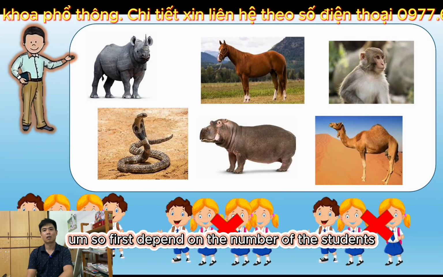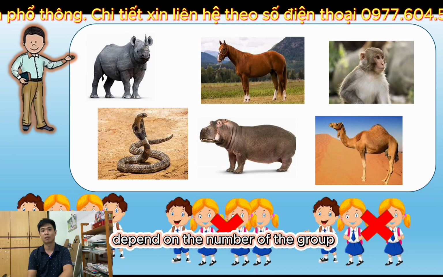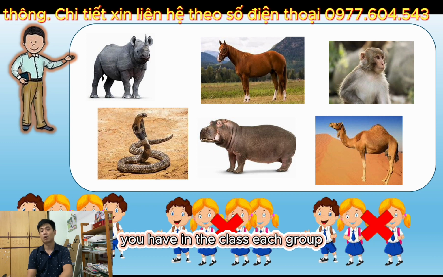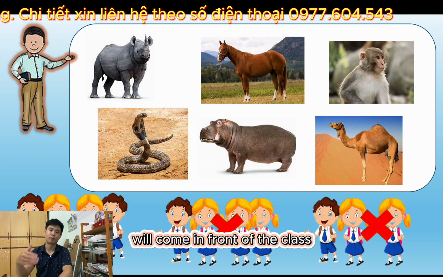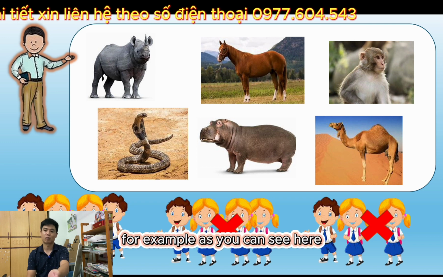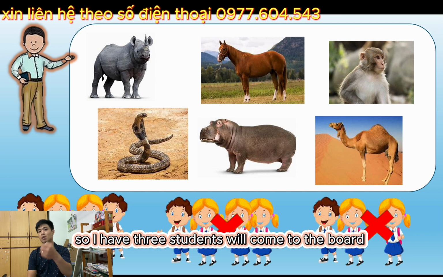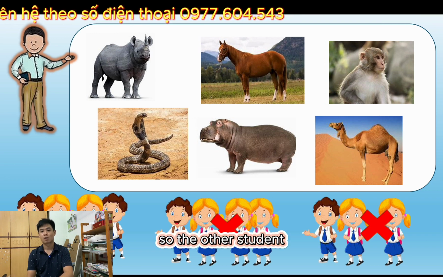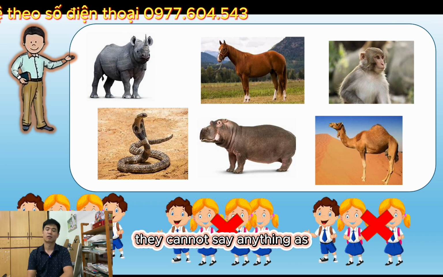First, depending on the number of groups you have in the class, you need one student in each group to come to the front of the class. For example, as you can see here, I have 3 groups, so I need one from each. So 3 students will come to the board. The other students cannot say anything.